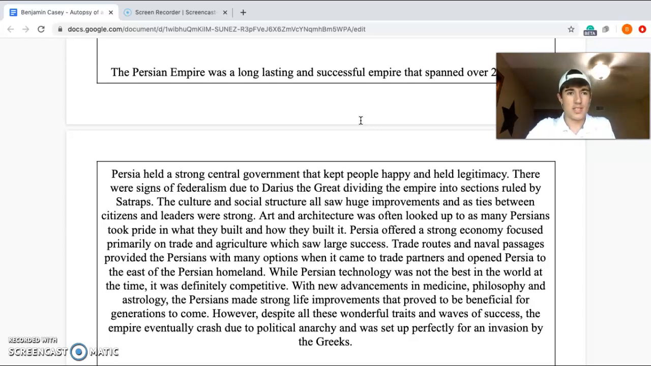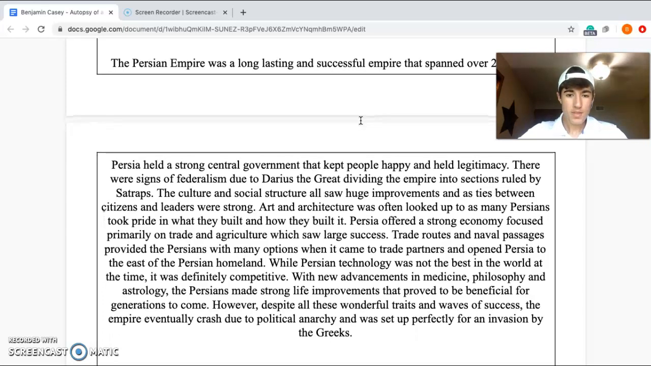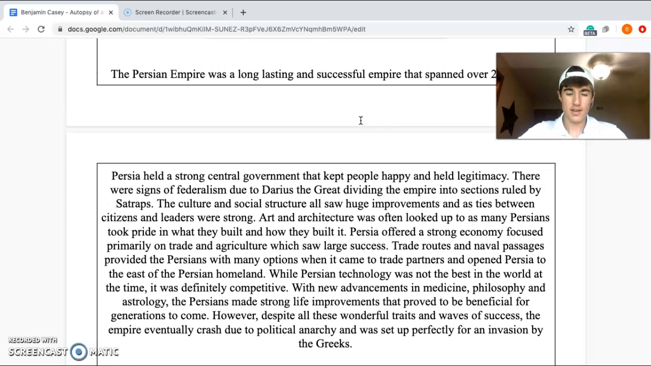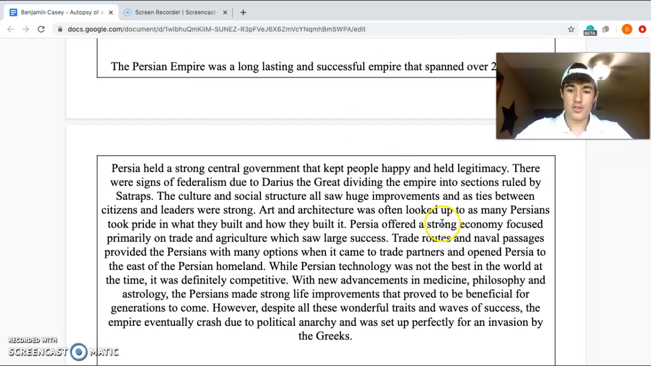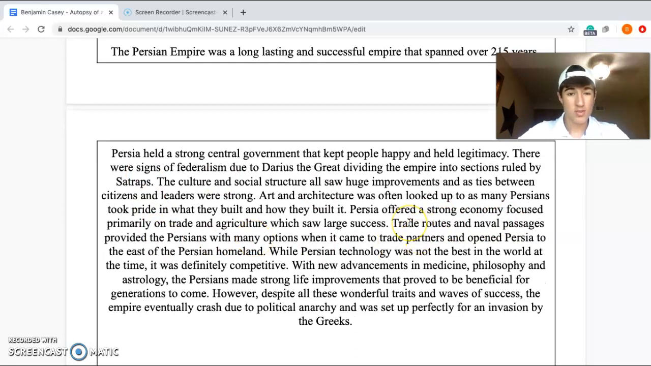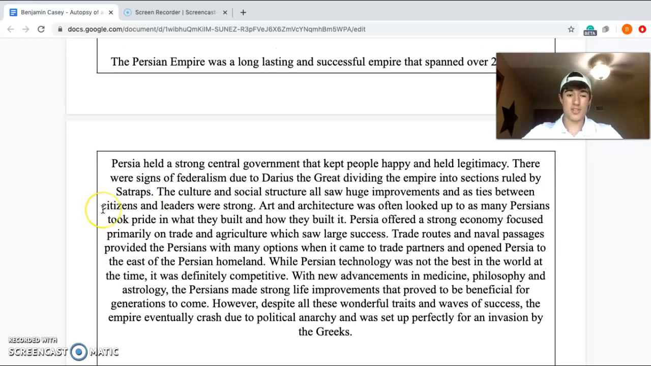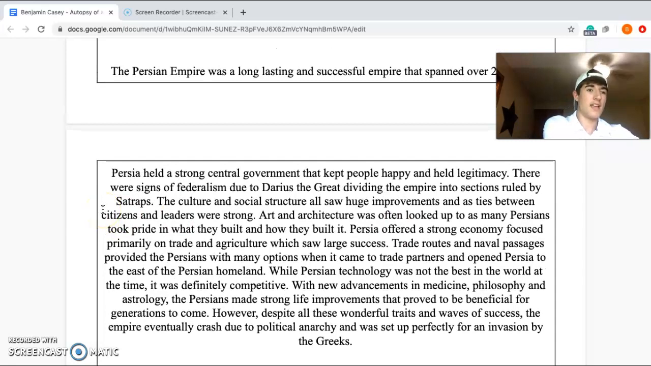Again, if you were a slave or a woman, your role was insignificant. But for most people in Persia, they were oftentimes regarded with respect and had the ability to thrive. They had a strong economy focused on trade and agriculture. Their trade routes were good. They had strong naval passages. They had a strong military defense. They had a lot going for them.